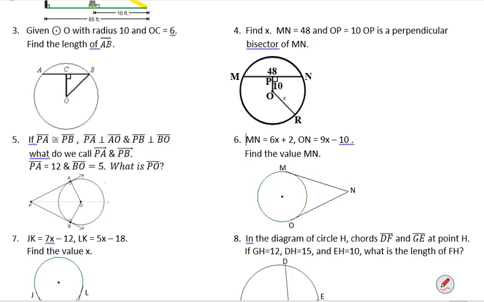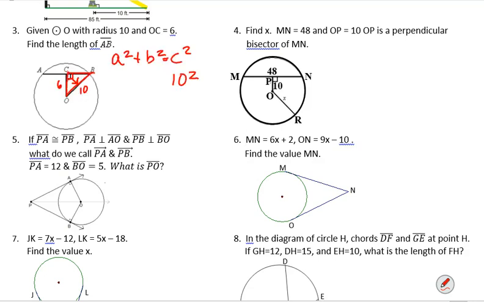Number 3 says, given that circle O with a radius of 10 and OC is 6, find the length of AB. So it says that the radius is 10 and OB right here is the radius. So I'm going to put my 10 right there. Then it tells me OC, which is right here, is 6. Notice that this is a right triangle right here. So we can use the Pythagorean Theorem to solve this. So that's exactly what we're going to do. And I know that this is my hypotenuse because it's opposite the right angle.